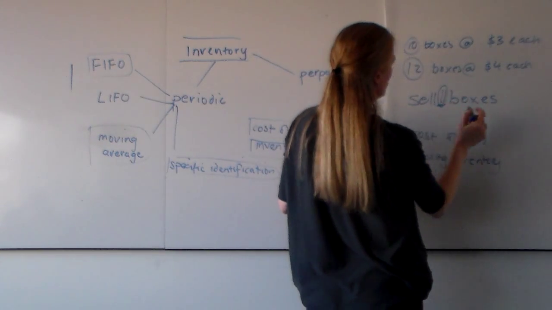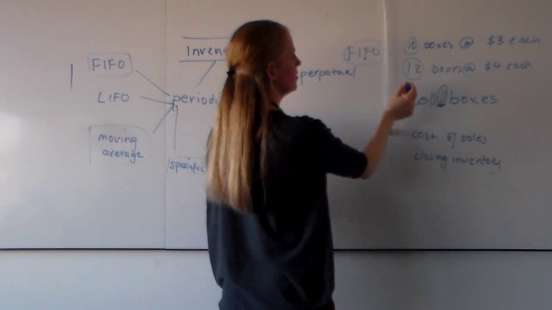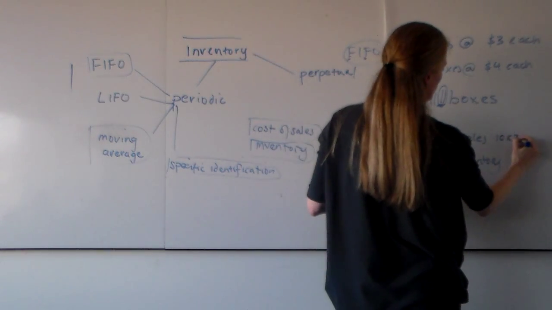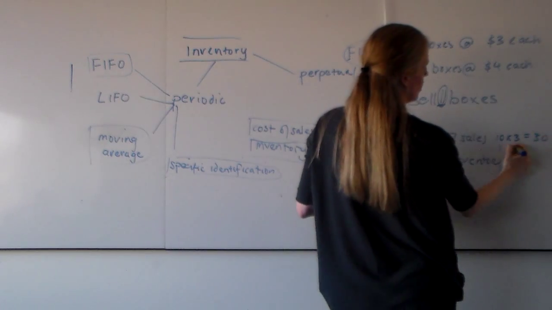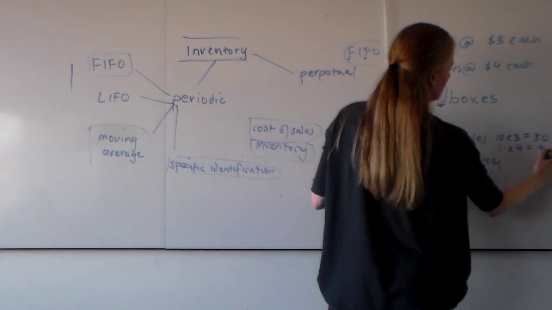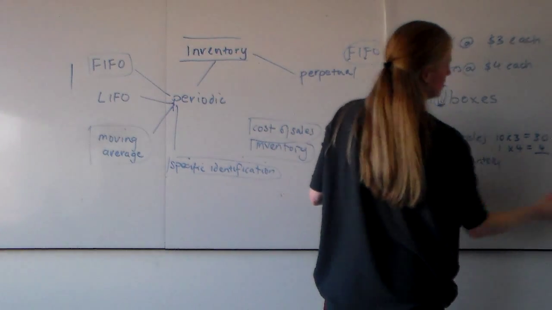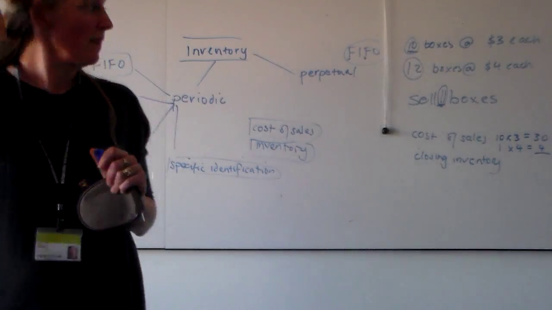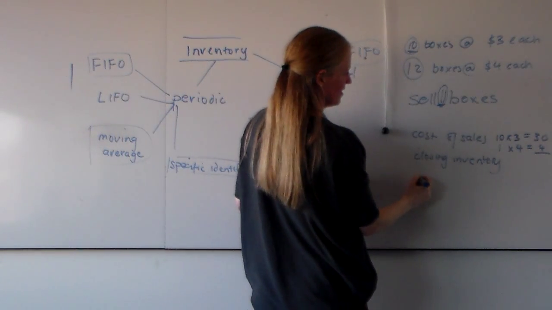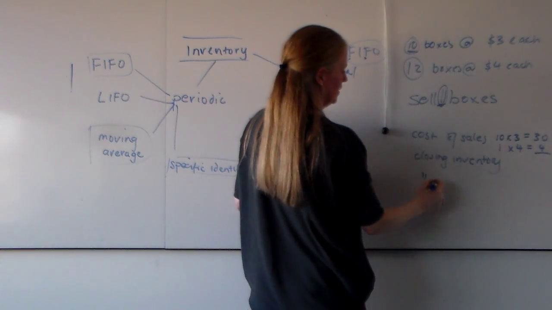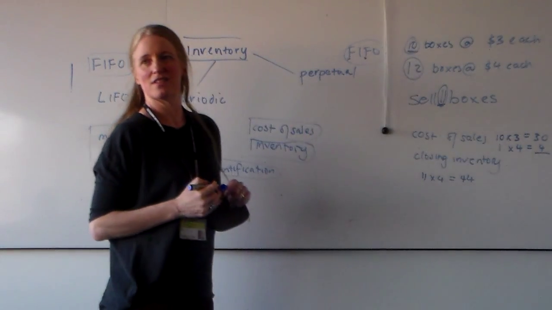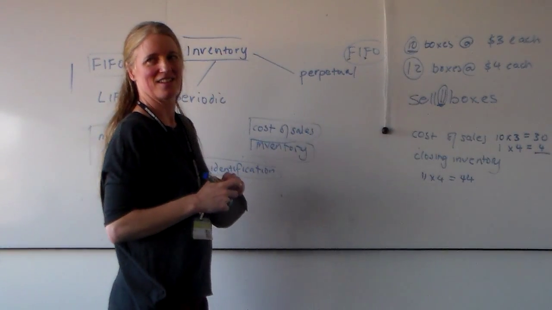You said, okay, we've sold 11 boxes, first in, first out. In other words, we've sold those first. So we sold 10 boxes, which cost $3, which is 30, and we sold one box, which cost $4. And you're quite right, you get a figure of 34. Your closing inventory will be? 11 times 4. Quite right. It will be 44. Questions?